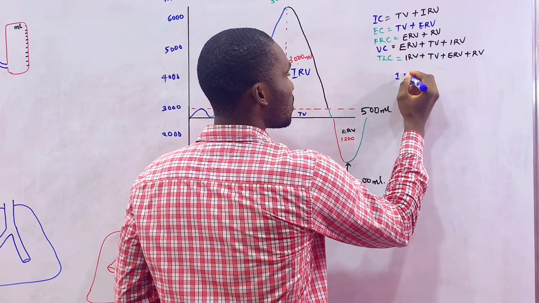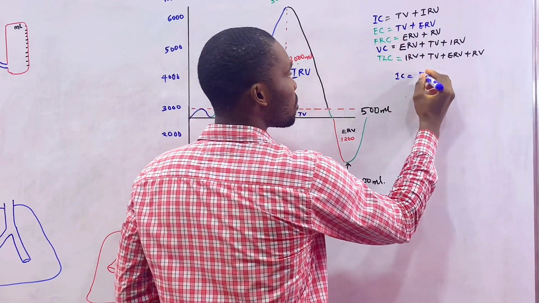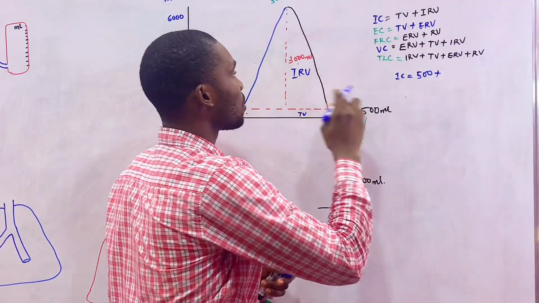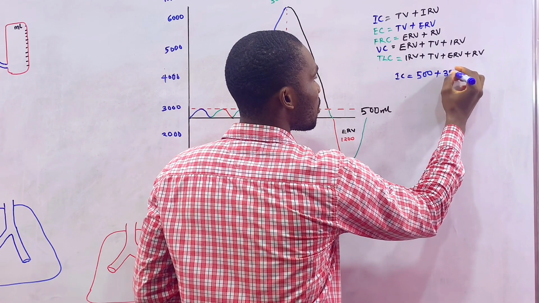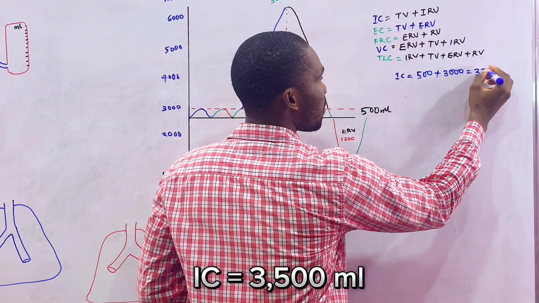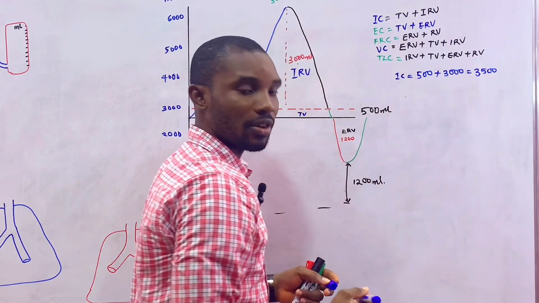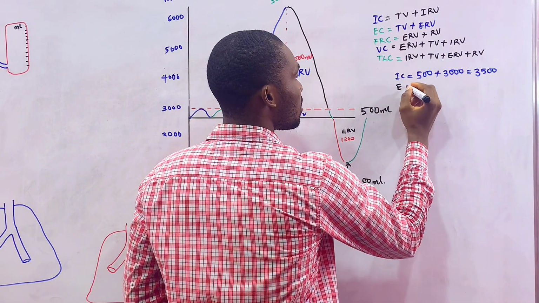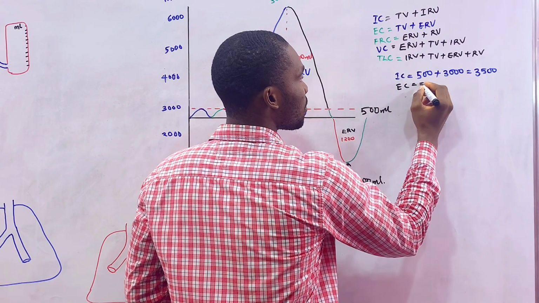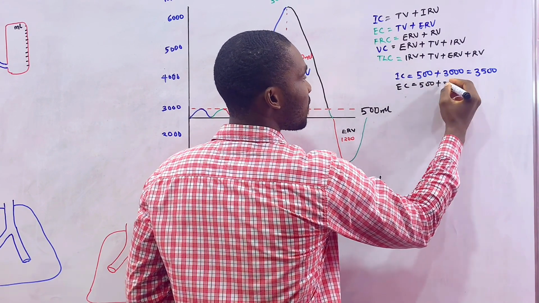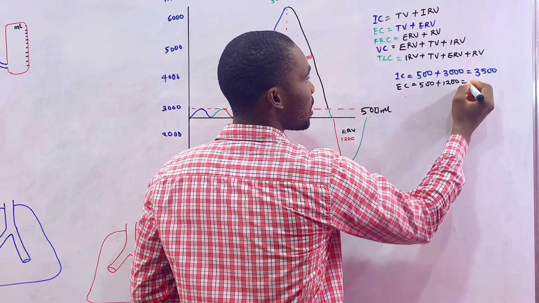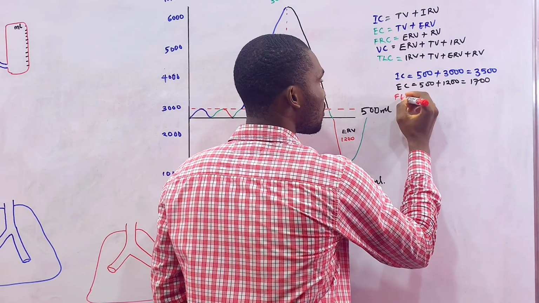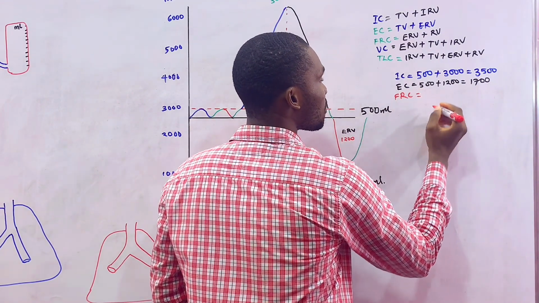Inspiratory capacity is equal to tidal volume, which is 500, plus inspiratory reserve volume, which is 3000, so that's 3500. Now, the expiratory capacity is tidal volume plus expiratory reserve volume, which is 1200. That will give us 1700.